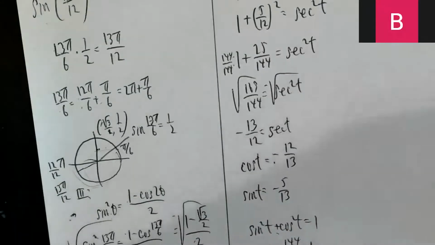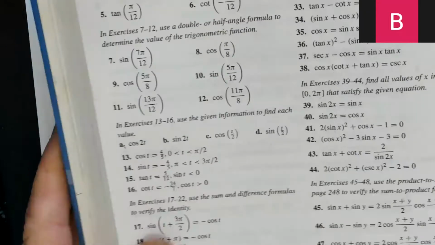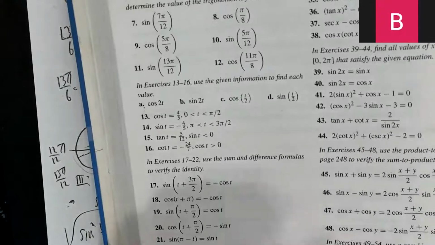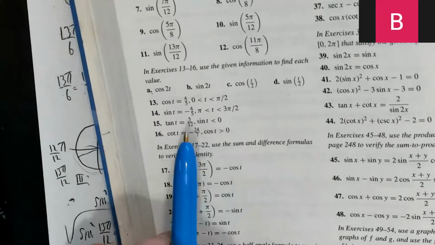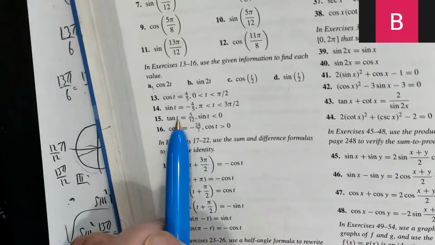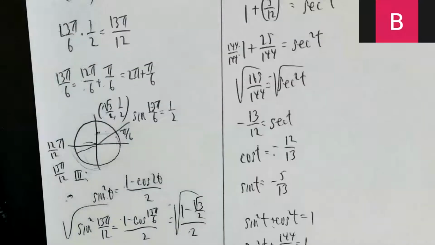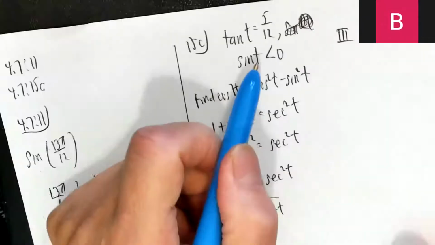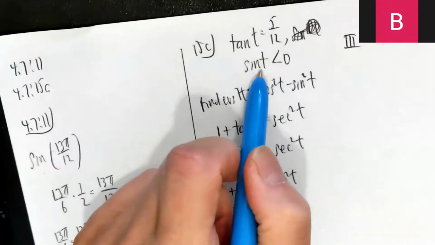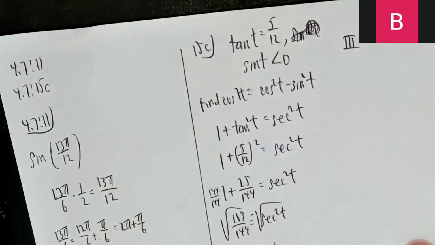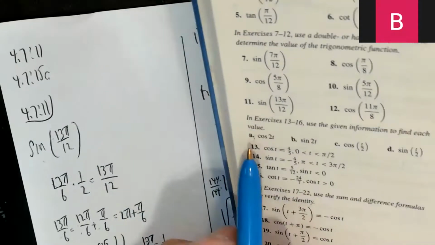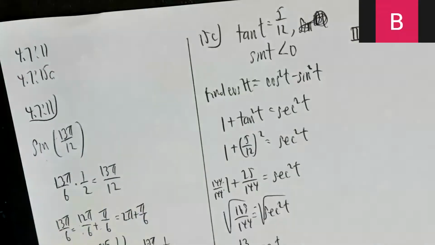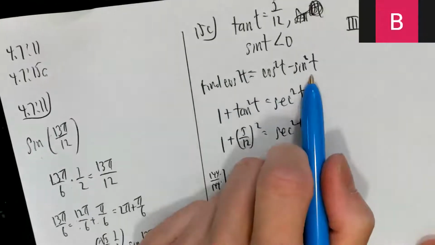Okay, then from 15, I'll do 15C, but all the rest pretty much work along with it. Tangent of t is 5 twelfths, sine of t is negative. So sine is negative, tangent is positive, we must be in quadrant 3. Okay, tangent of t is 5 twelfths, sine is negative, quadrant 3. All right, so among other things, we're asked to find the cosine of 2t. Part A there. So the formula for cosine 2t is cosine squared minus sine squared.